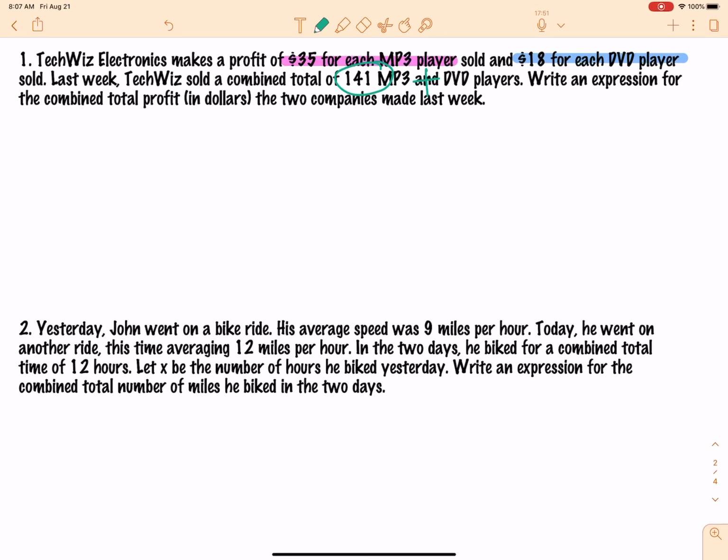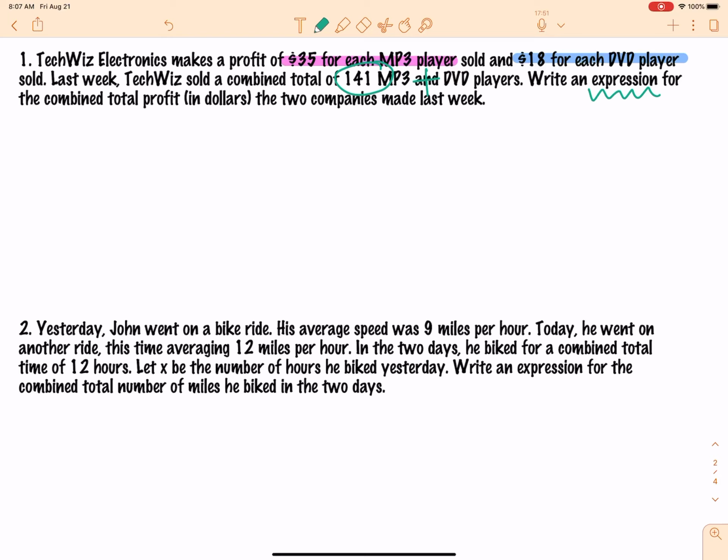Write an expression. Remember our differences between expression and equation. Expression does not have an equal sign. We're not solving for anything. We're not going to say x equals some number. So just an expression for the combined total profit the two companies made last week. All right, so let's get started.